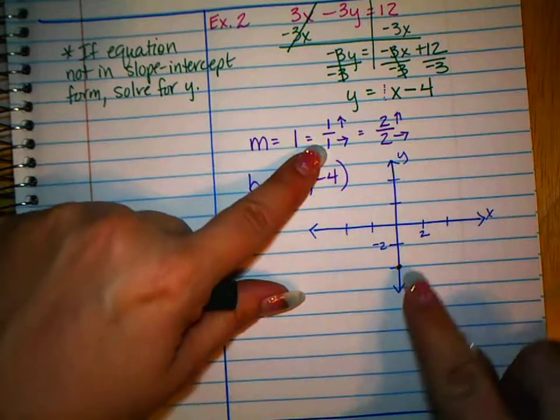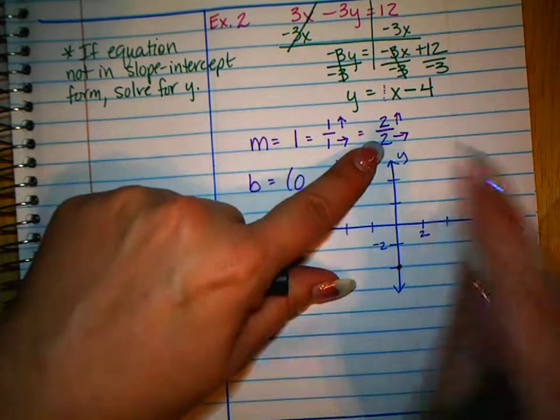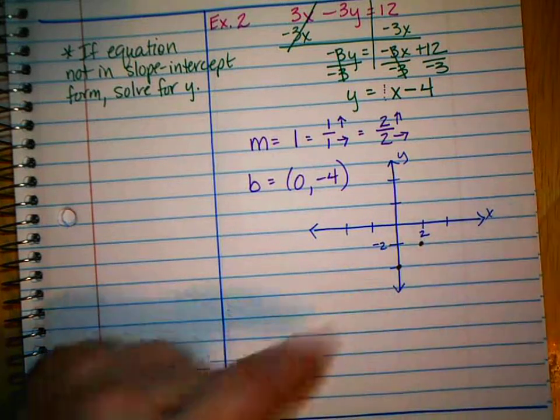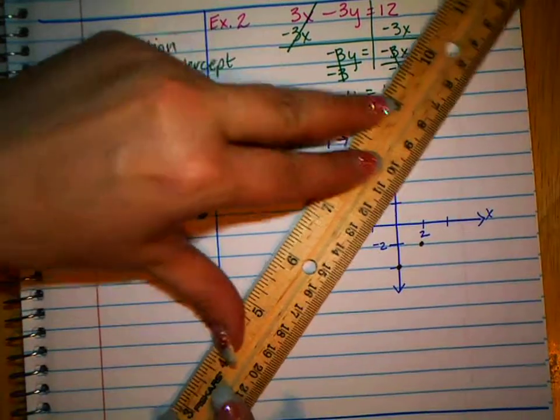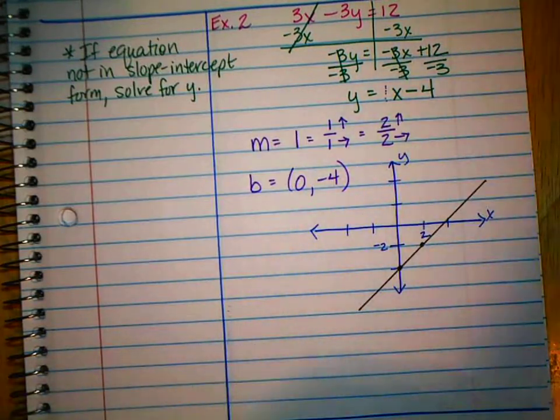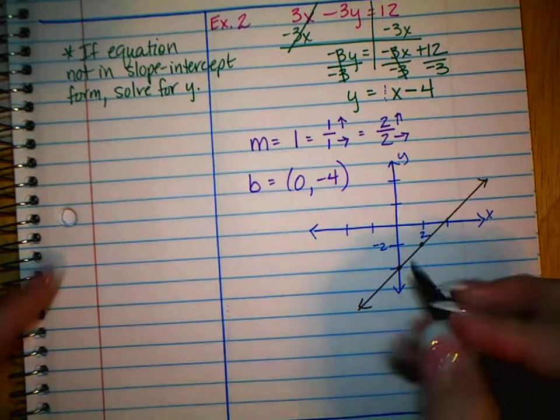And like I said, I'm not going to do 1, 1. I want to go a little bit further away, so I'm going to come up 2, to the right 2. Line up my points with my straight edge. And draw my line.